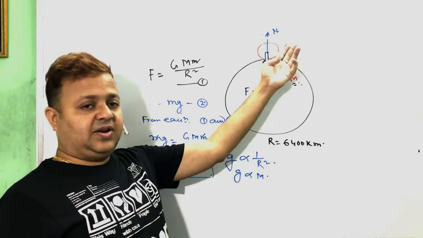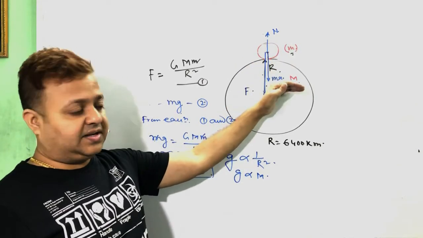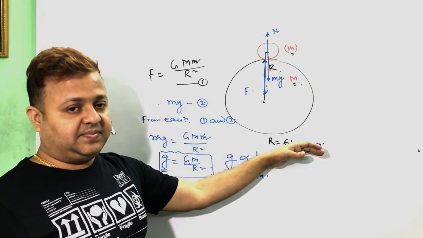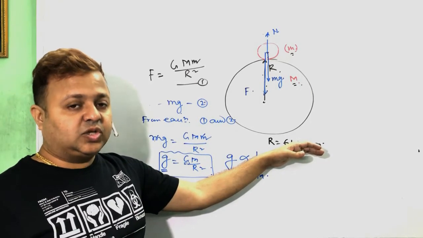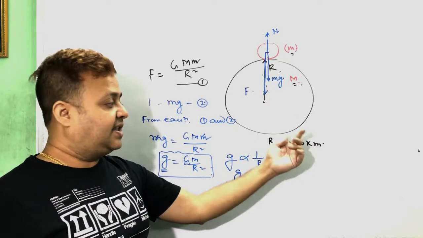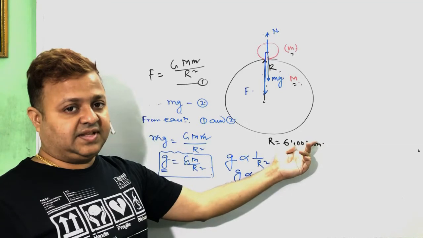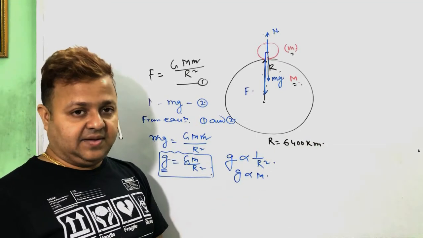A body of mass small m is placed on the surface of the earth, where capital R is the radius of the earth, the average radius, because the earth is an elliptical section, so we have to consider the average radius. The average radius is 6400 km, which is very large compared to any body.